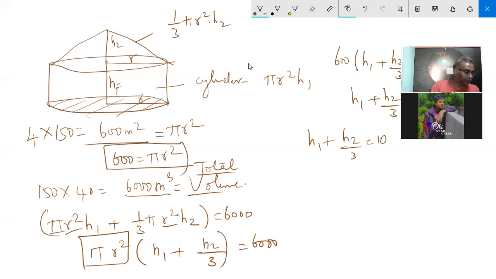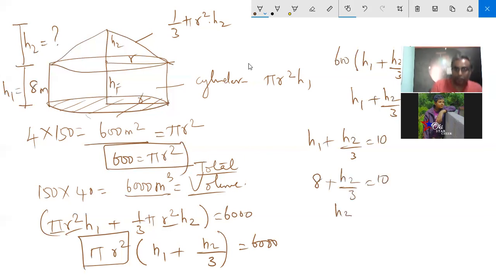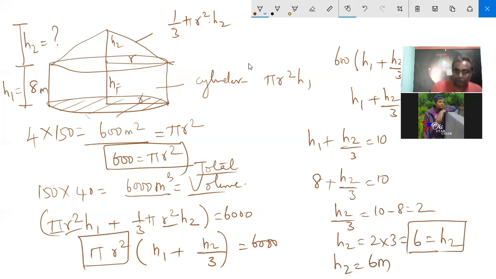What should be the height of the conical part? What he's asking is H2. If the height of the cylindrical part, H1, is given as 8 meter, now we know 8 plus H2 by 3 is equal to 10. So H2 by 3 is equal to 10 minus 8, that is equal to 2. H2 is equal to 2 into 3, that is equal to 6. So H2 is equal to 6 meter. That's all you have to find out.